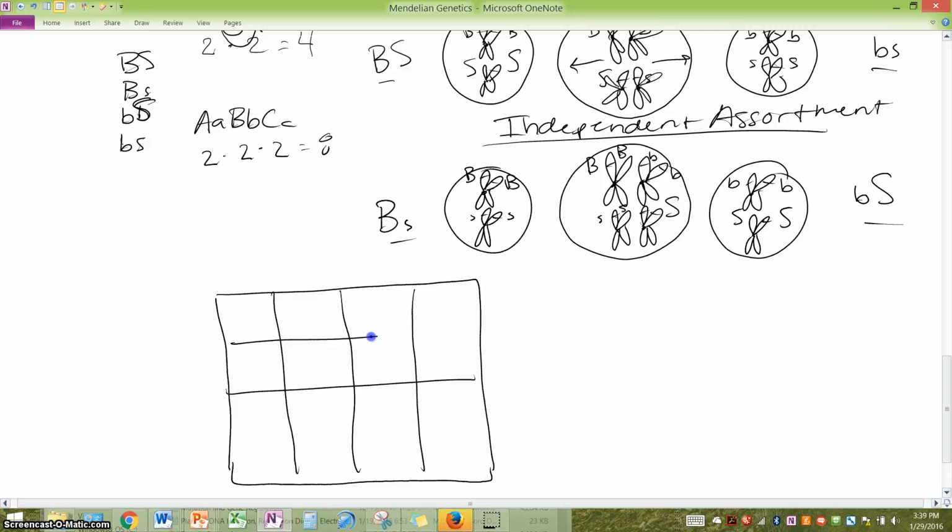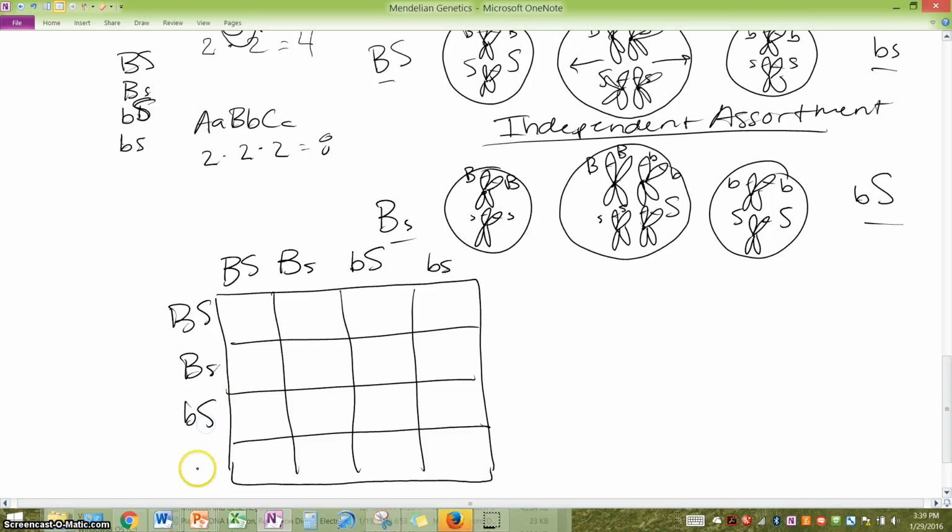If you do this and you have 8 options for each parent, you are actually going to have a very large box to do. In that case, sometimes it's not always helpful to actually draw a giant Punnett square, and I'll show you tricks for that later. So I'm going to put all my options: big B, big S; big B, little s; little b, big S; little b, little s. I'm just going to power through this. Combine them together.